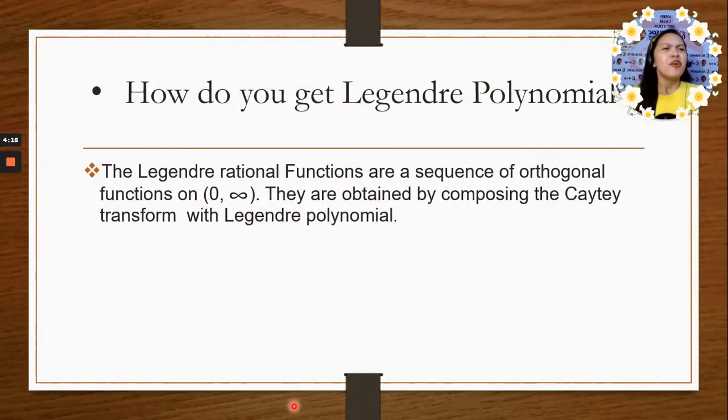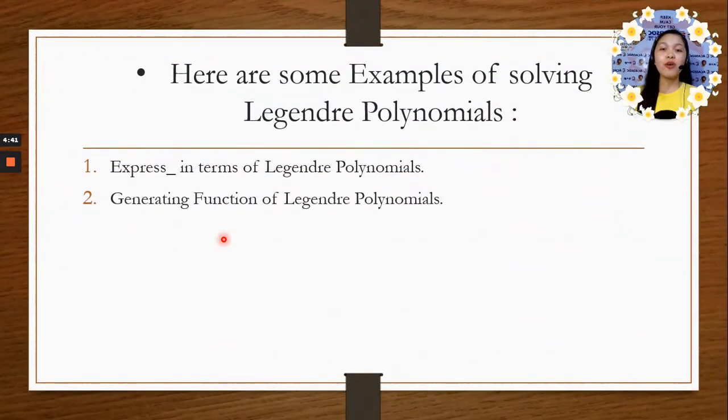Okay, for you to understand more about the Legendre polynomials, let's talk about how you get Legendre polynomials. The Legendre rational functions are a sequence of orthogonal functions on 0 to infinity. They are obtained by composing the Cayley transform with Legendre polynomials. So, here are some examples of solving Legendre polynomials. The first one is this one.